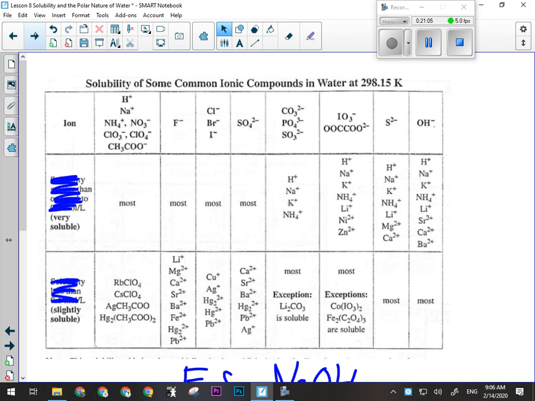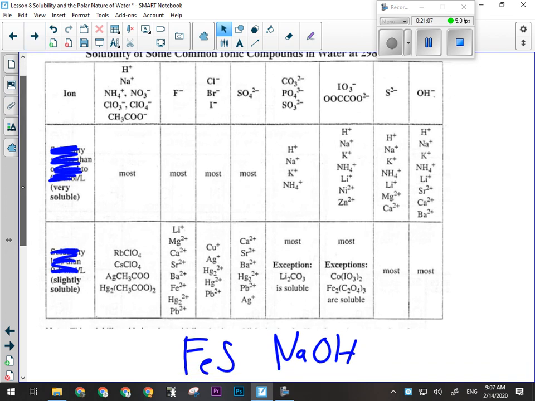So if we're looking at these two examples right here, iron 2 sulfide and sodium hydroxide, here's how I use the chart. I want to determine whether iron 2 sulfide is soluble in water or not. Which one of these things is the non-metal?